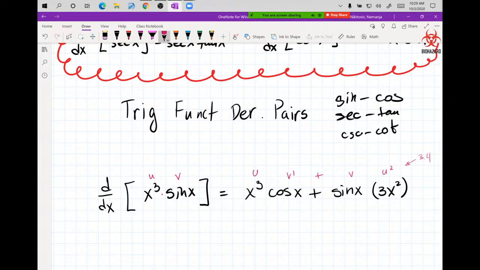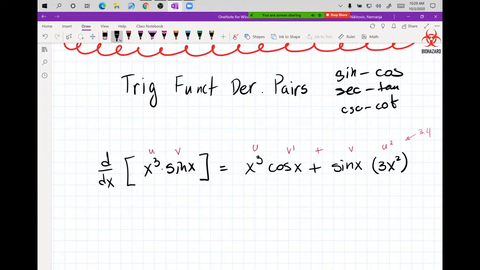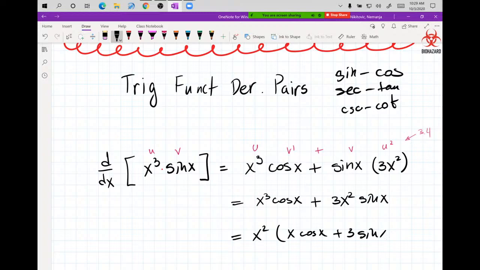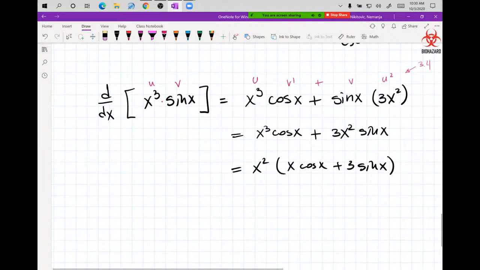So now we simplify this, which is going to be x cubed cosine x plus 3x squared sine x. And then you kick out x squared, and you get x squared times x cosine x plus 3 sine x. And before you ask me, do we have to factor x squared? I will just say you don't. However, if you practice it now, you'll get used to it when you learn chapter 4.